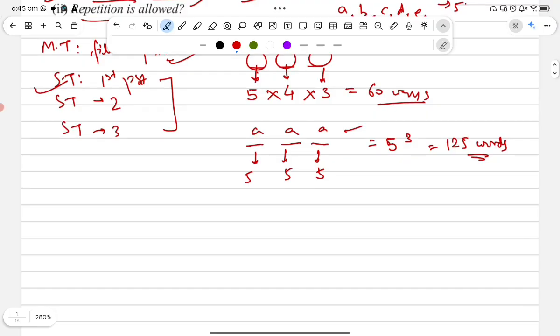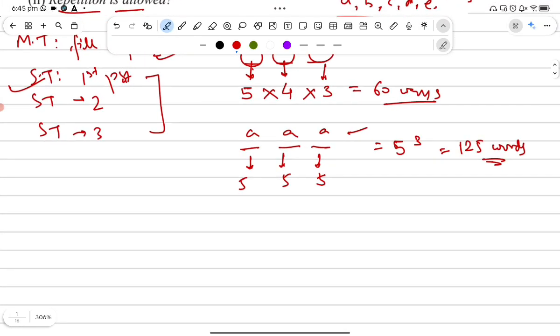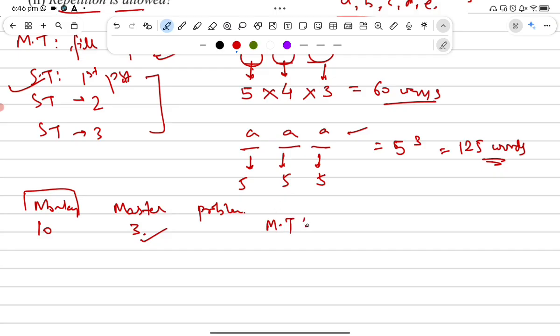Now, one of the problems that I shared with you in the first episode itself, one of the confusions that I had regarding the monkey masters problem. What was it? We have 10 monkeys and let's say 3 masters. We had to find the number of ways such that each monkey has a master. So the main task is each monkey should have a master. None of them is left alone.